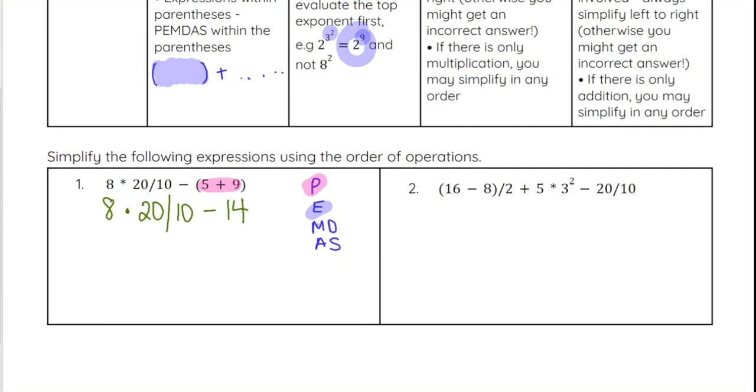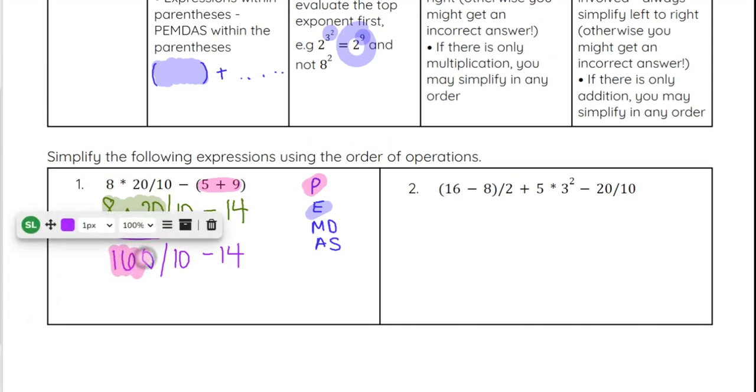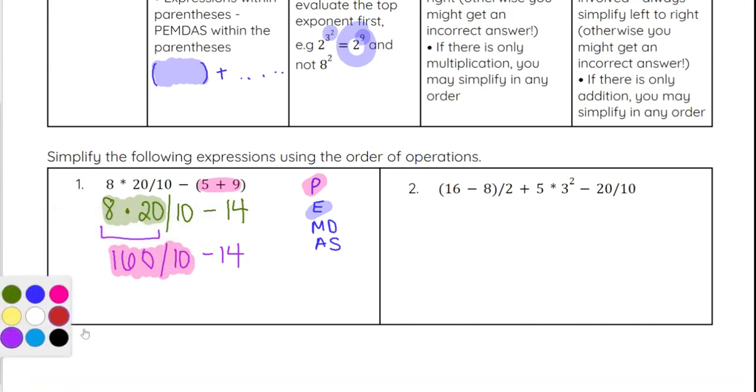I can move on to multiplication and division from left to right. So you are simply going to look left to right. 8 times 20 is the first multiplication or division operation we see. So we're going to go ahead and evaluate that. 8 times 20 is going to be 160. And then we still have divided by 10 minus 14. Now that did not complete all multiplication and division. So I'm going to go ahead and look again. And I see that I still have division here. 160 divided by 10. When you do 160 divided by 10, you get 16. And then we still have minus 14.